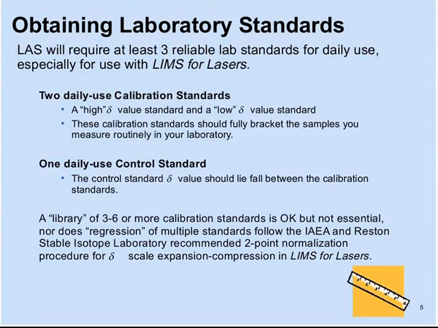Now, lots of laboratories, of course, like to have more than just 3, and so a library of 3 or 4 or 5, 6 or more, that's fine, but it's not essential. But you have to remember that a linear regression of multiple standards doesn't follow either the IAEA or Reston recommended 2-point normalization procedure for delta scale expansion compression, as it also works in LIMS for lasers.